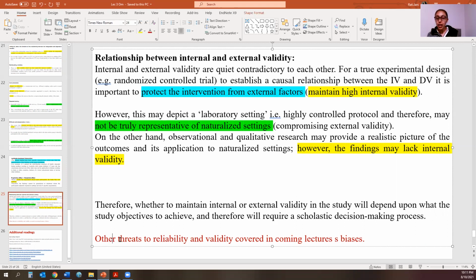Okay, so guys, there are other threats to reliability and validity, and these are covered in the coming lectures as biases. I don't know why I have this one more S, but yeah, they are covered in the coming lectures as biases. Yeah, now I know why I have that S. So you will be learning more about biases. Biases increase the threats to reliability and validity, and you'll be learning more about them.